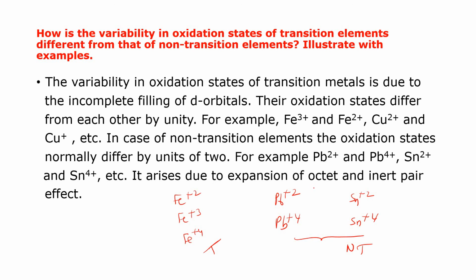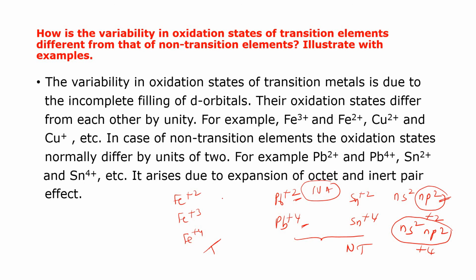What is the reason? Which group is it? The 14th group element. The configuration will be ns2 np2. If you lose these np2 electrons, we get +2. If you lose all the electrons, we get +4. You see, tin +2 because of losing np2 electrons, tin +4 because of losing ns2 and np2 electrons. Similarly lead +2 because of losing np2, lead +4 because of losing ns2 and np2. So that is the reason +2 and +4 are available here.